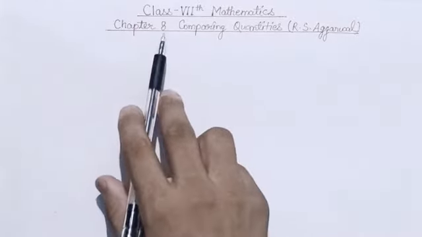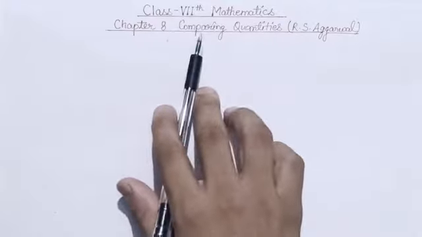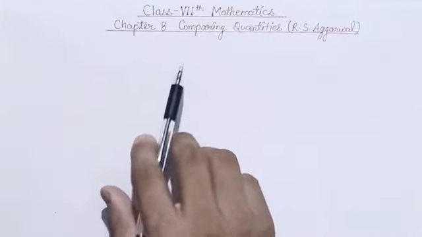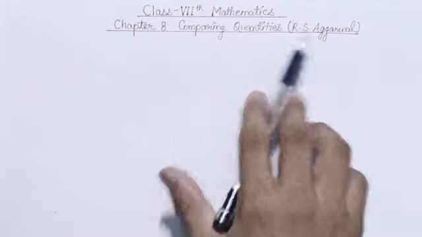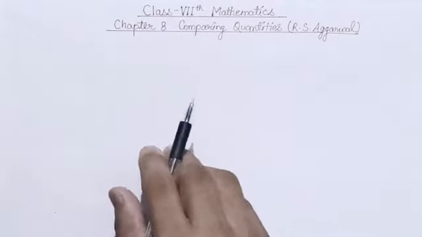Hello students, this is part 5 of our chapter comparing quantities. In this part, we will discuss profit and loss and also solve exercise 11 from RS Agrawal. But before going into detail, let us understand some terms related to profit and loss.